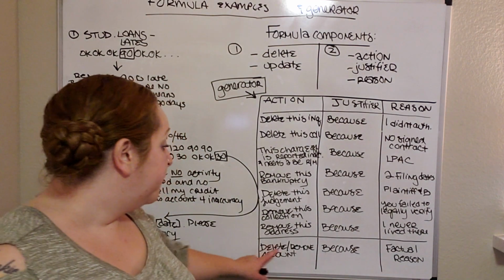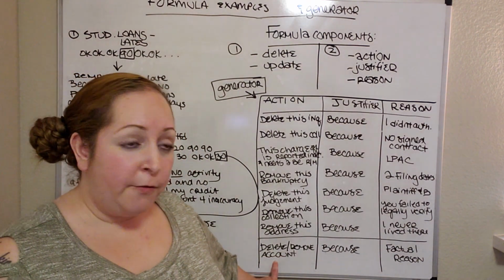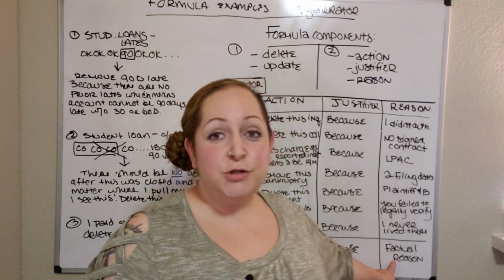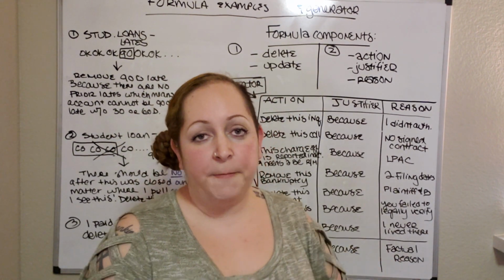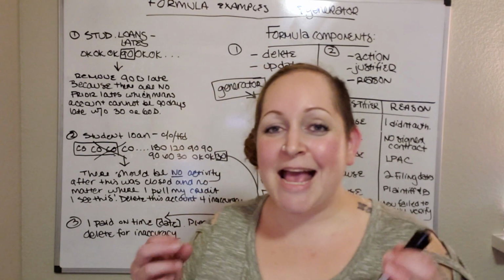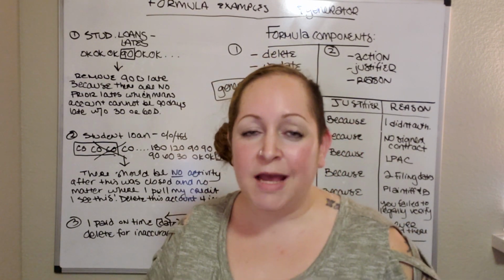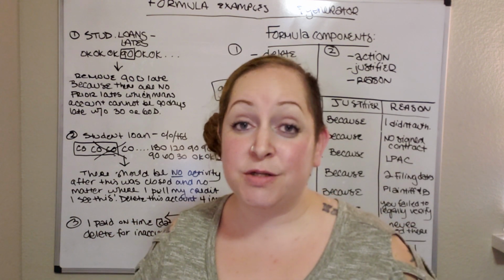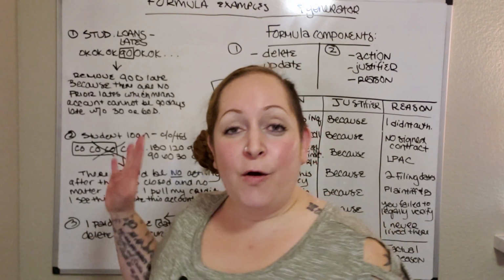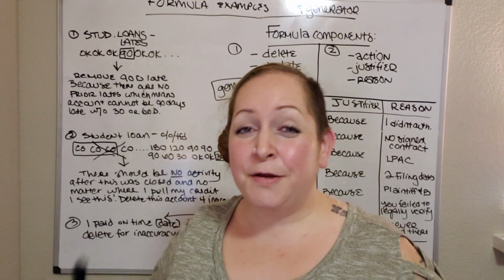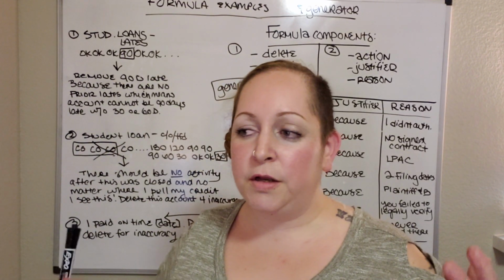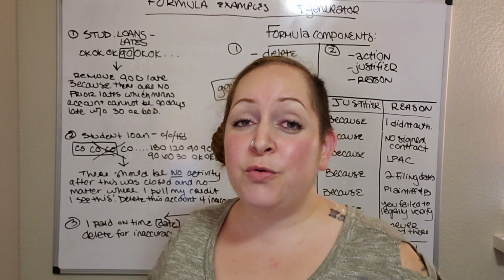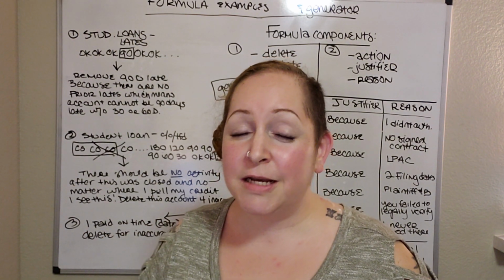Okay, so delete or remove the account because is the justifier, and then the factual reason directly from the credit report. You really can't get any easier than this, any simpler than this for you to get your deletions, okay? So I hope that by breaking this down, it made it a little bit easier for you guys to create your factual-based dispute reasons, because once again, you are a factual disputer, right?